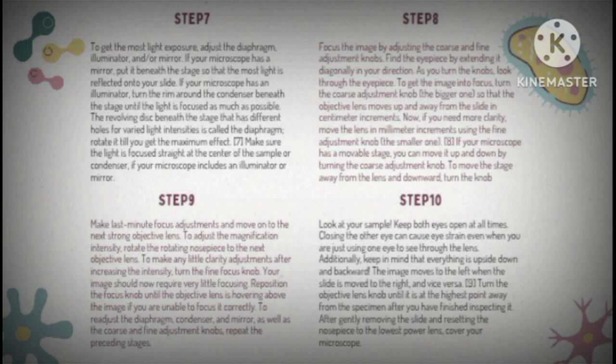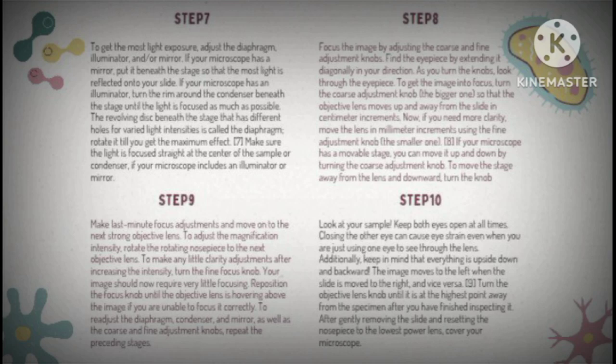The revolving disc beneath the stage that has different holes for light intensity is called a diaphragm. Rotate it until you get the most effective light. Make sure the light is, of course, straight at the center of the slide or condenser.